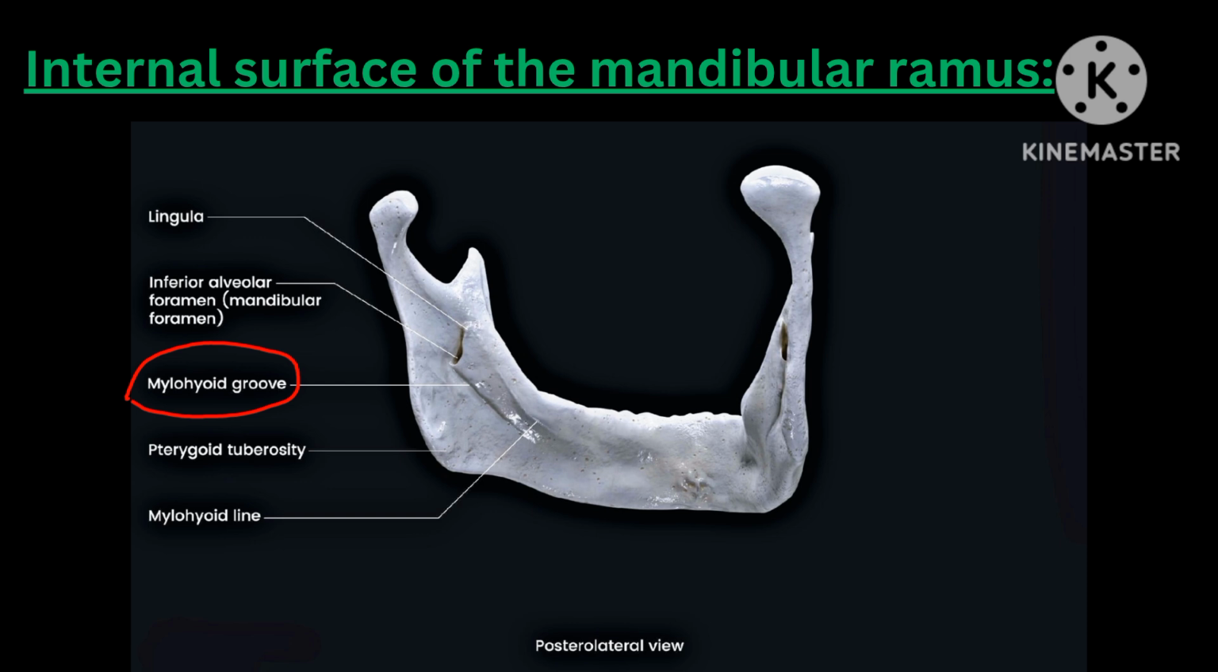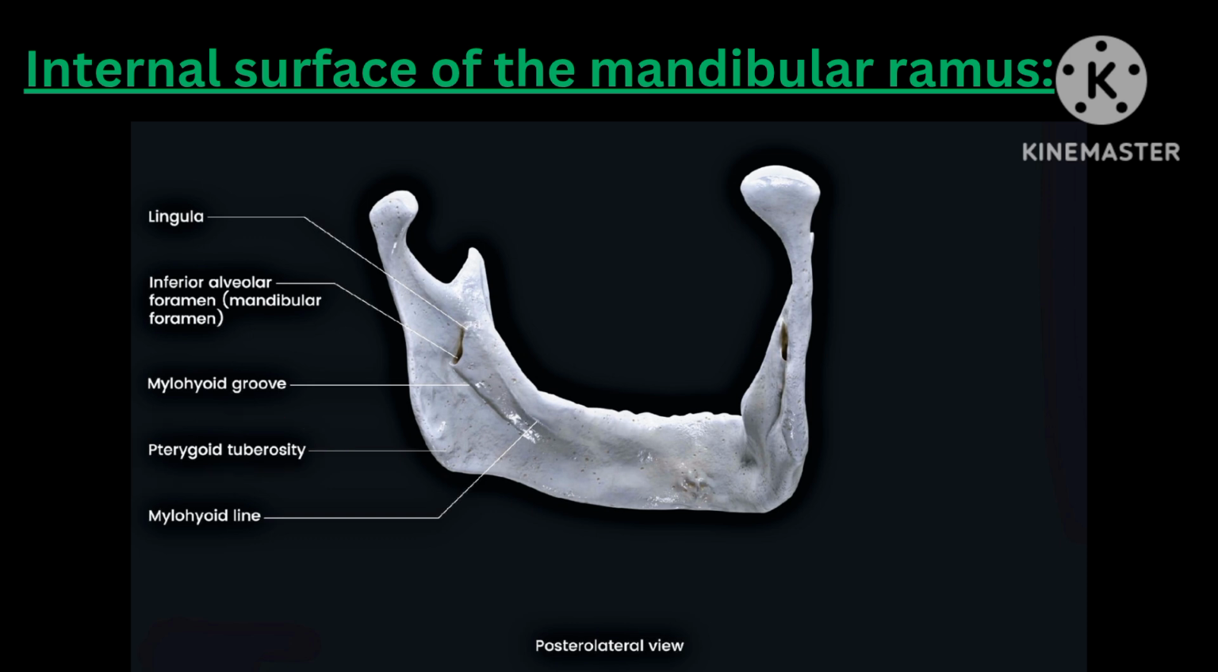The mylohyoid groove or sulcus is a groove seen on the internal surface of the mandible extending forward and downward from the mandibular foramen. This groove is the passage for the mylohyoid nerve and the mylohyoid branch of the inferior alveolar artery. The pterygoid tuberosity is a roughened area occasionally present on the internal surface of the ramus near the angle of the mandible. The medial pterygoid muscle attaches to the pterygoid tuberosity.